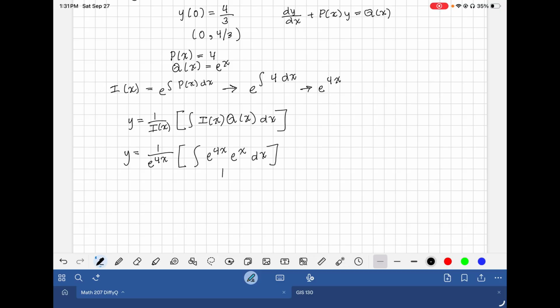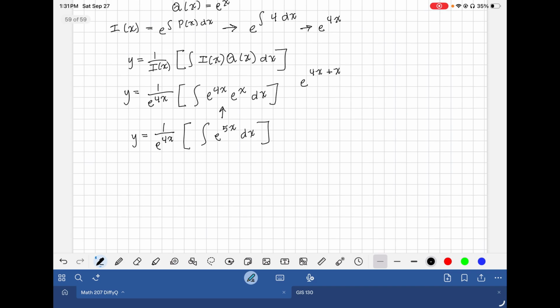And so because these are like terms and they're being multiplied together, what we can do is add the exponents together. And so now we are left with y equals 1 over e to the 4x times the integral of e to the 5x dx. And so now we can go ahead and solve for this integral. Again, we're going to have to use u substitution just to make it a little bit neater.